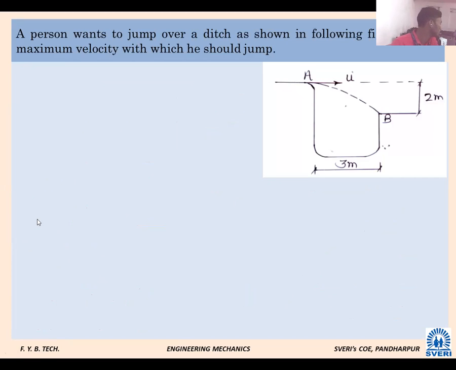Simple one again. A person wants to jump over a ditch. Ditch means what? A person wants to jump over a... What is it called? Who is the English expert from our class? A person wants to jump over a ditch as shown in the following figure. Find the maximum velocity with which he should jump. Actually, it should not be maximum. It should be minimum.